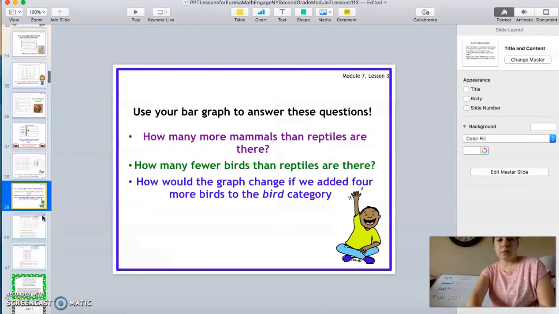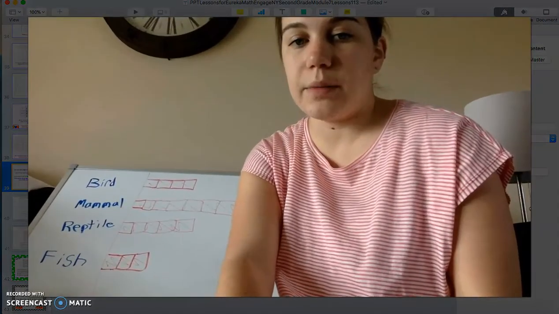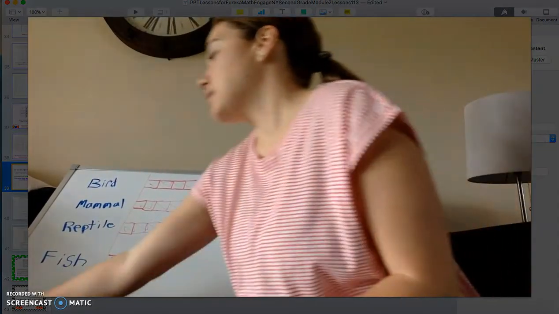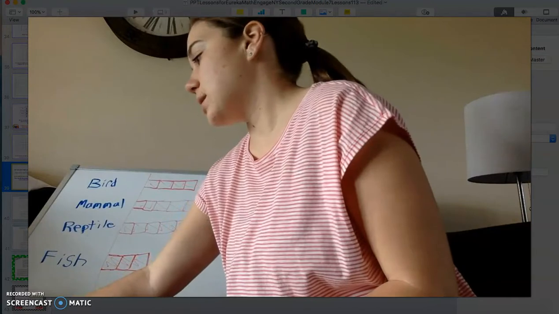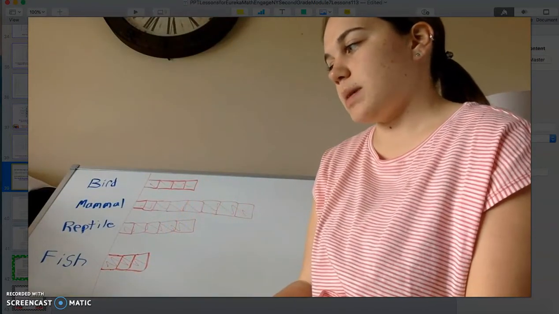So let's answer some questions. How many more mammals than reptiles are there? How many fewer birds than reptiles are there? And how would the graph change if we added 4 more birds to the birds category? So let me zoom out. Our first question asked us, how many more mammals than reptiles are there?